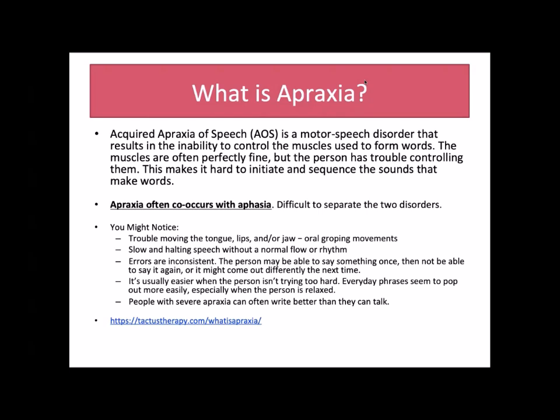They just have trouble controlling them. So they might have really slow or halting speech that has a very staccato rhythm. They might be able to say one thing really easily and then not be able to say it again. And some people with severe apraxia can't talk at all. They might be able to laugh or cough or grunt, but they can't form words.